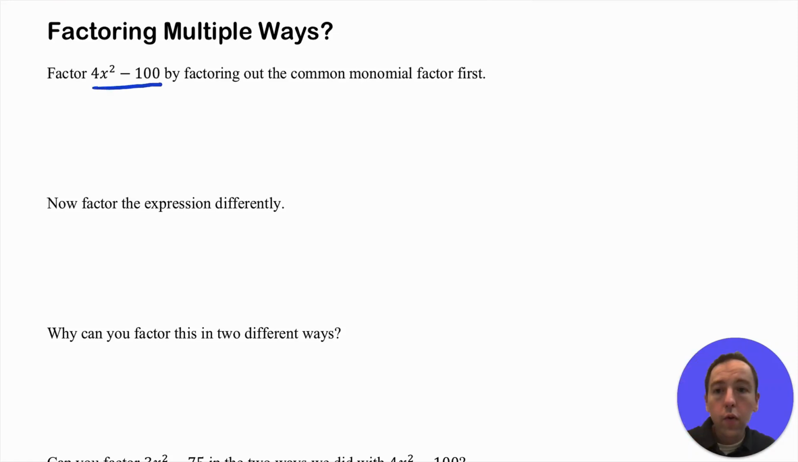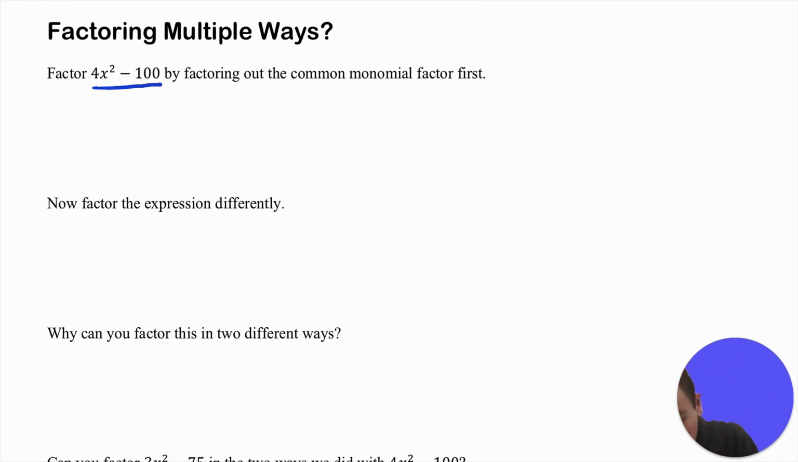So I want to take this expression right here, 4x squared minus 100. When you take a look at that expression, you might recognize that you've got really two perfect squares going on there, because 4x squared could be created by a 2x times a 2x, and 100 could be created by a 10 times 10, and there's no middle term.